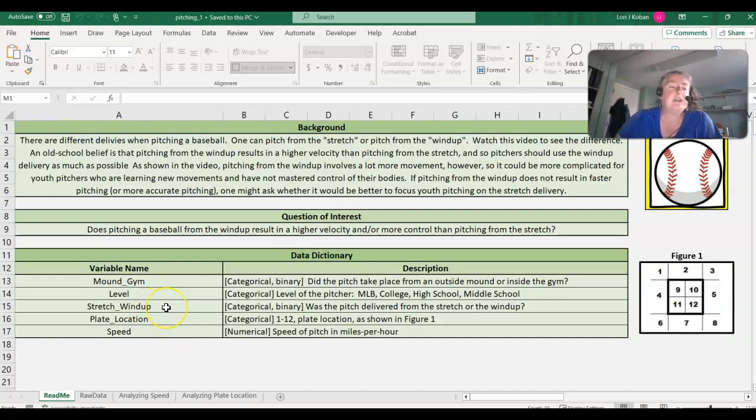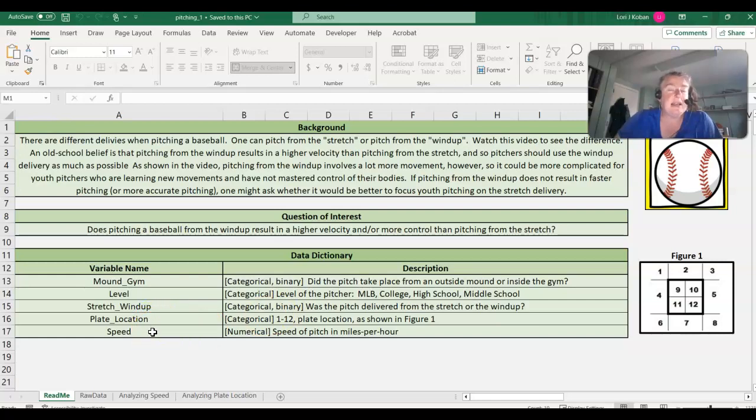Then we have the variable stretch or windup. So was the pitch pitched from the stretch or from the windup? And this is also categorical binary because there are 2 categories that the answer could be. I'm going to skip plate location for a second.